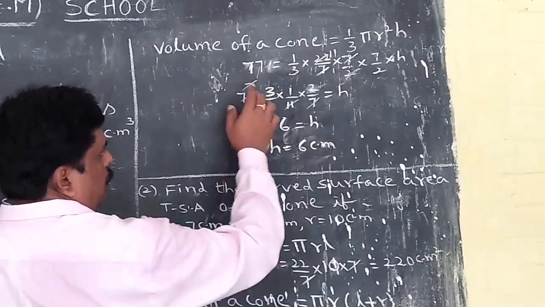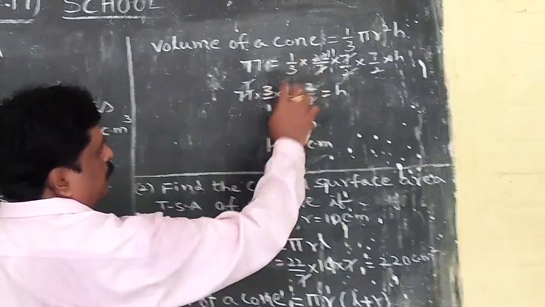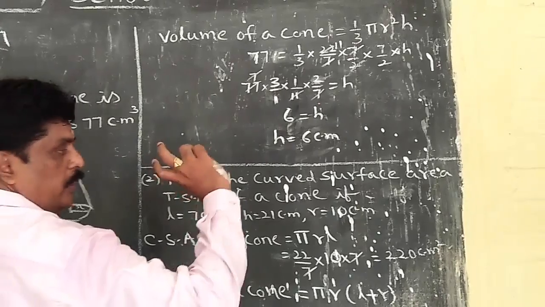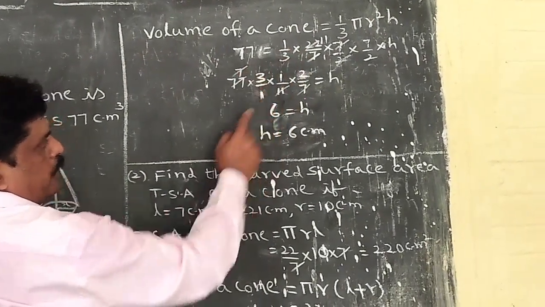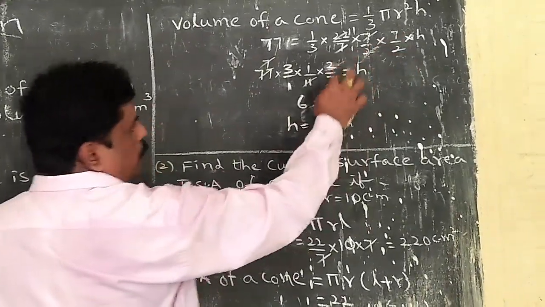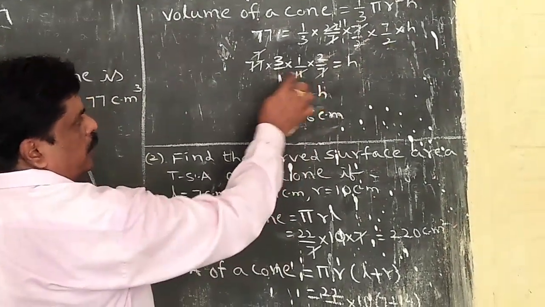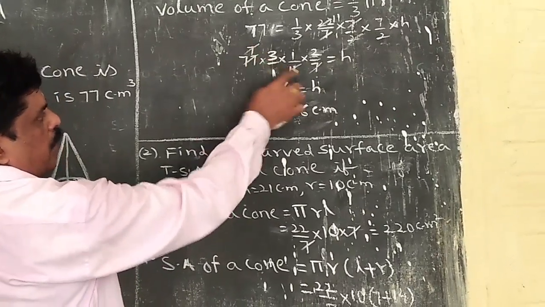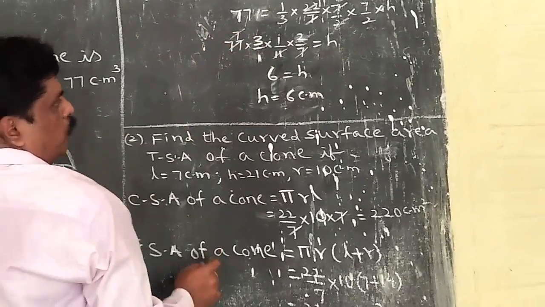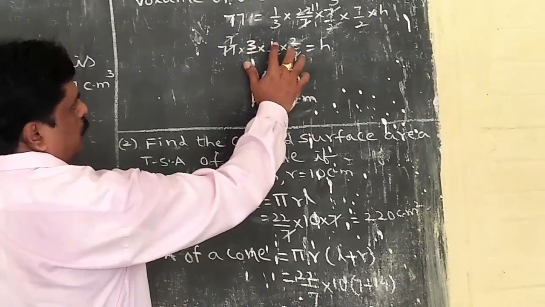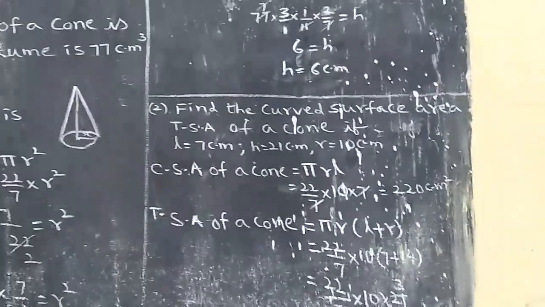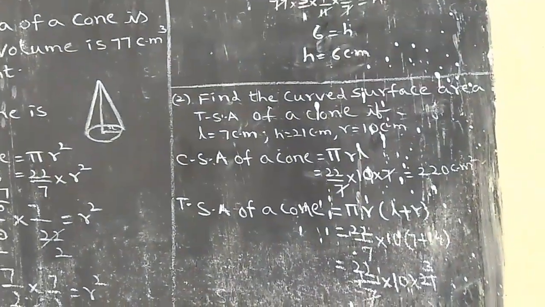Then 77 into 1 by 3, when coming to the left hand side, it will be changed. It will be reciprocal. So 1 by 3 is reciprocal as 3 by 1, and 11 by 1 is reciprocal as 1 by 11, and 7 by 2 is reciprocal as 2 by 7. See here, 11 is cancelled into 77 as 7. 11 7 is 77. Also 7 and 7 are cancelled. What are the remainder numerator? 3 1 3 3 2 6. So h is equal to 6 centimeters. Then we got the height of the cone is 6 centimeters.